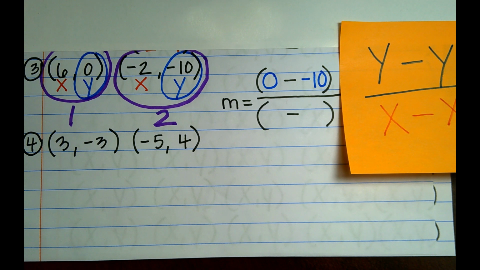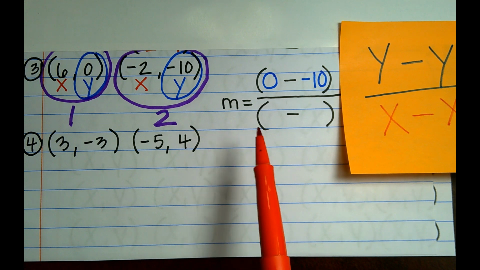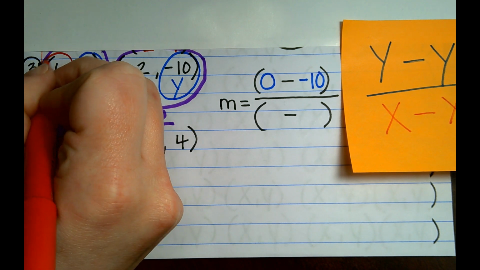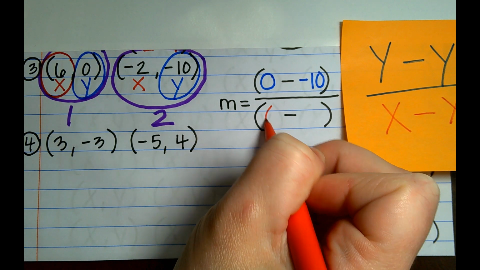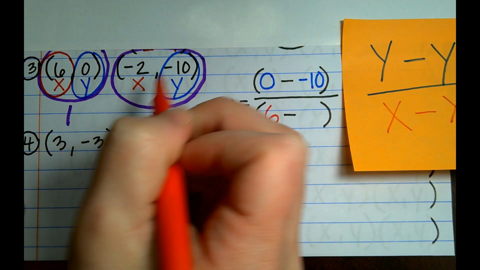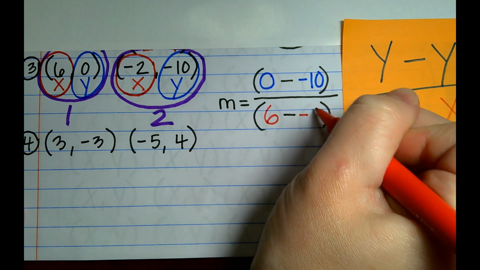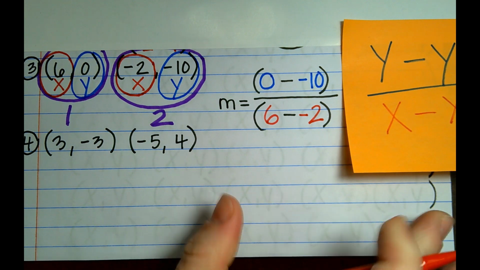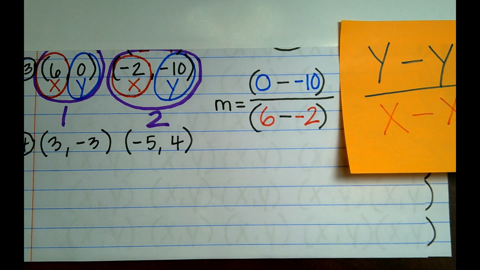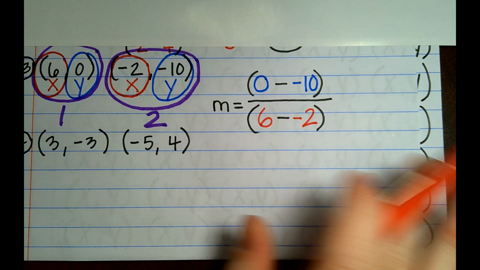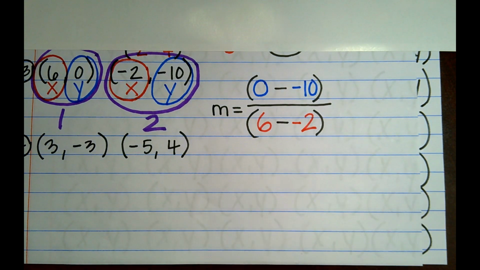And on the bottom, which x comes first? 6. We're going to go back to the first coordinate. Now I have 6 and negative 2. Good. So we got them plugged in. Does everybody see where all these came from? Perfect. So now we just have to do the subtraction problems.